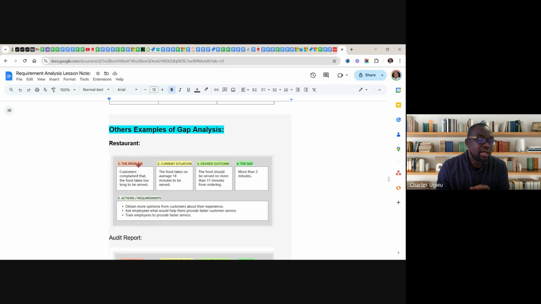When they are complaining this way, you try to find out the current amount of time it takes to serve food in a restaurant. For instance, you walk into a restaurant, I want to eat jollof rice, and you sit there for 14 minutes waiting for your food to be served. So food takes an average of 14 minutes to be served. Some customers will be upset.